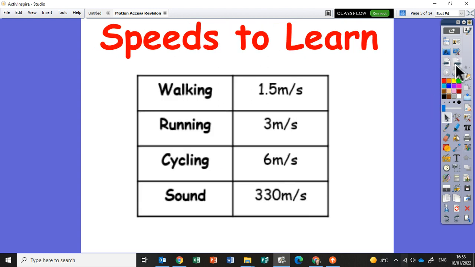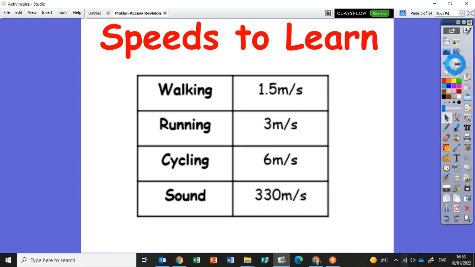There are 4 speeds you have to learn. You have to know that walking is 1.5 meters per second, running is 3 meters per second, cycling is 6 meters per second, and the speed of sound is 330 meters per second. They may ask you to compare it. So, for example, how many times faster is cycling compared to walking? So it's 4 times faster.